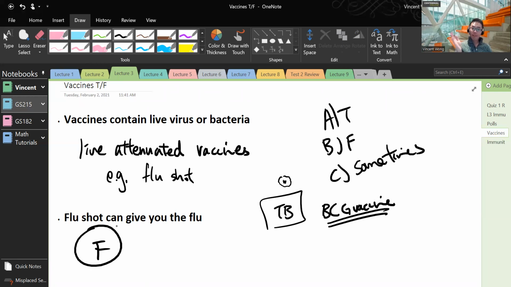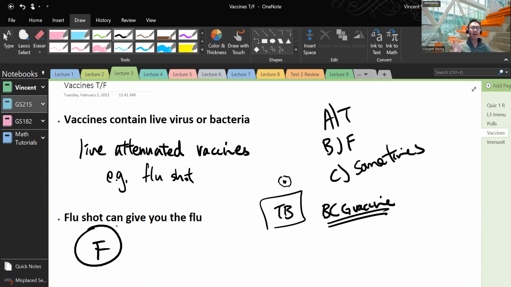However, yes, you get side effects, but side effects are not the same as catching the actual disease, right? You do get the fever, you do get the body aches, but that's just because you're introducing foreign substances into your body. The fever and the body aches are not caused by the actual disease. They are just the side effects of the vaccines.